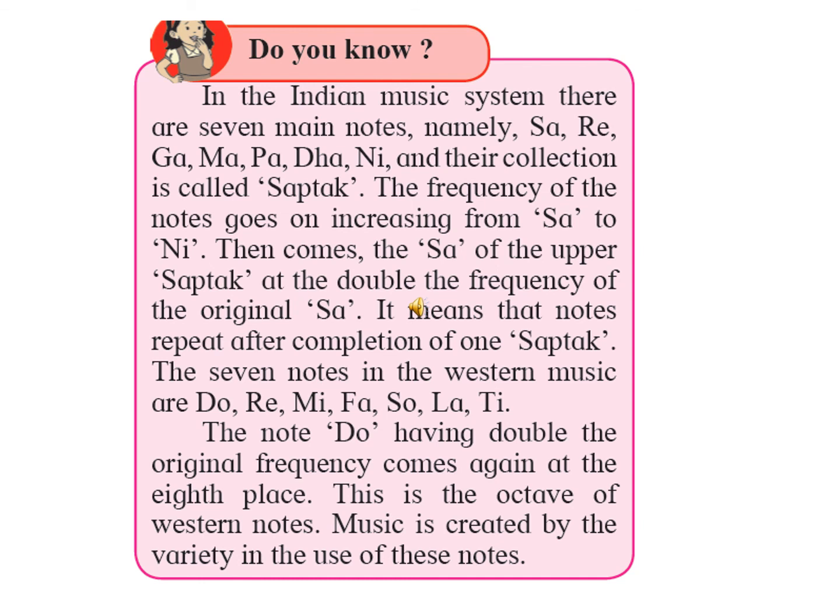The 7 notes in Western music are Do, Re, Mi, Fa, So, La, Ti. The note Do, having double the original frequency, comes again at the 8th place. This is the octave of Western notes. Music is created by the variety in the use of these notes. So I hope you have understood the concept behind this, that is, the very first and the 8th are the same notes over here.